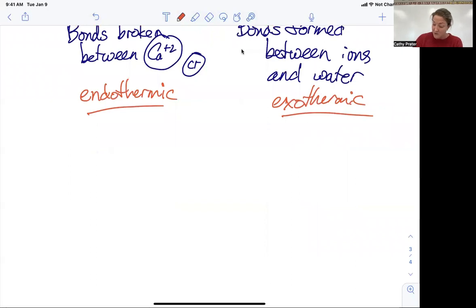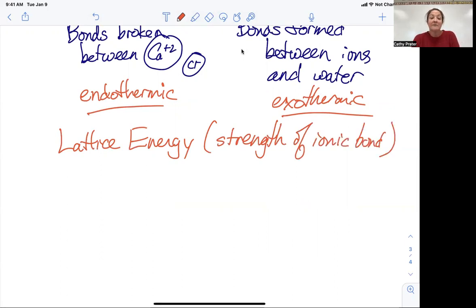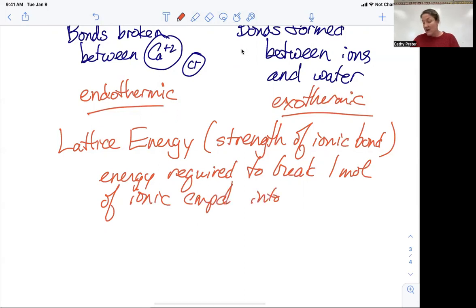Some definitions you need to know. Lattice energy. Lattice energy is a way of measuring the strength of an ionic bond. A higher lattice energy, stronger ionic bond. The definition of it is the energy required to break 1 mole of an ionic compound into its gaseous ions.